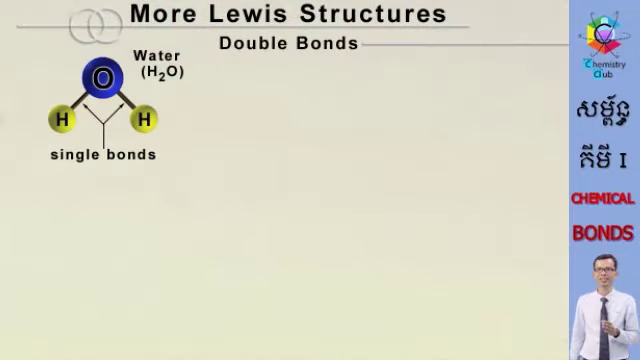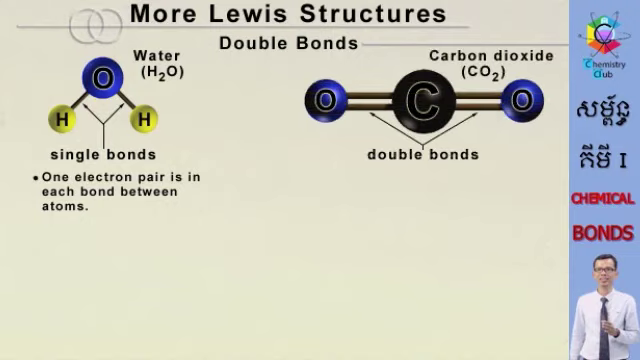The examples of covalent bonding to this point have only shown a single bond between each atom in a molecule. In a single bond, 2 atoms share an electron pair. Many molecules have atoms that share more than 1 electron pair. Some atoms form double bonds, such as carbon and oxygen in carbon dioxide.